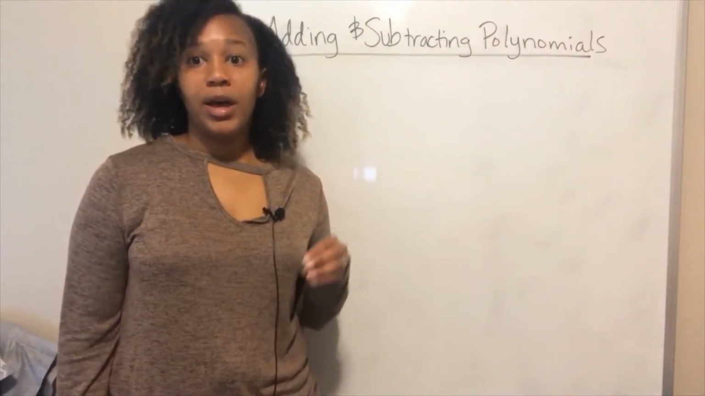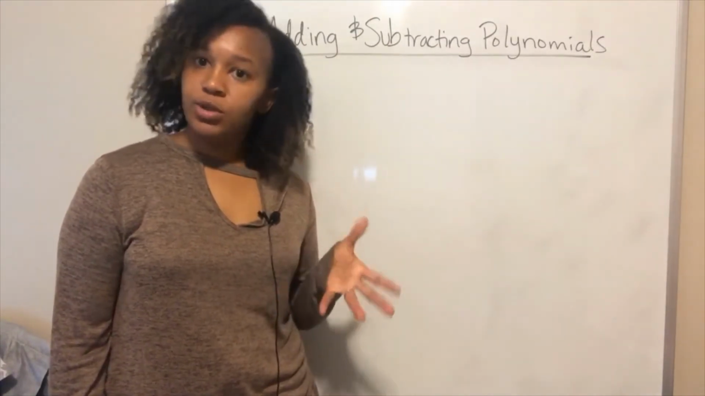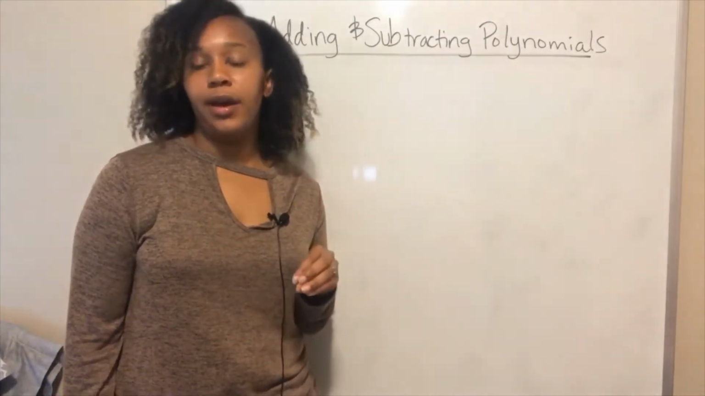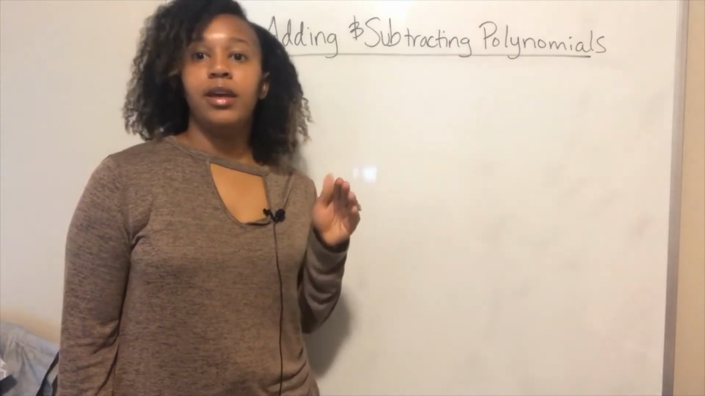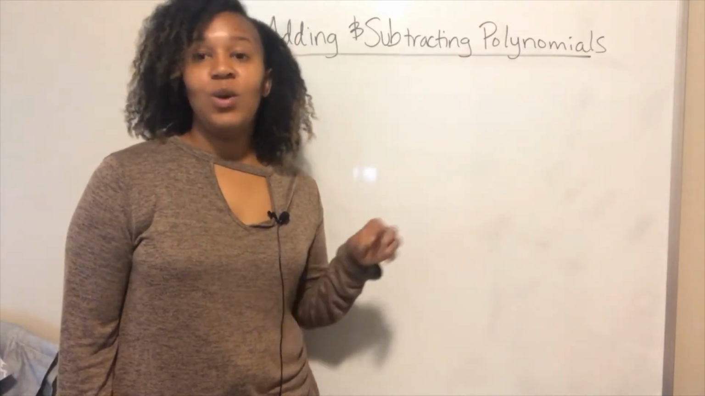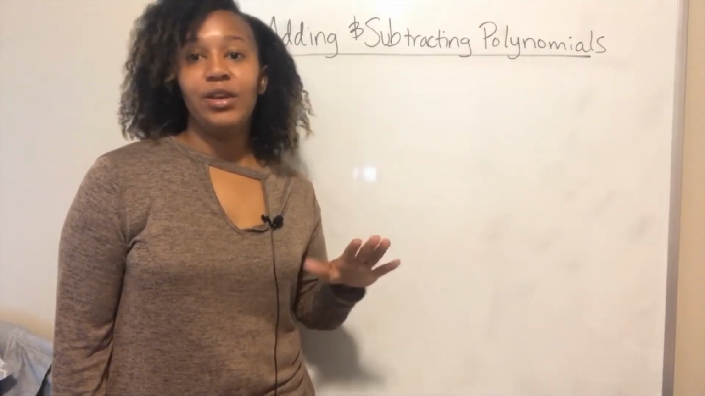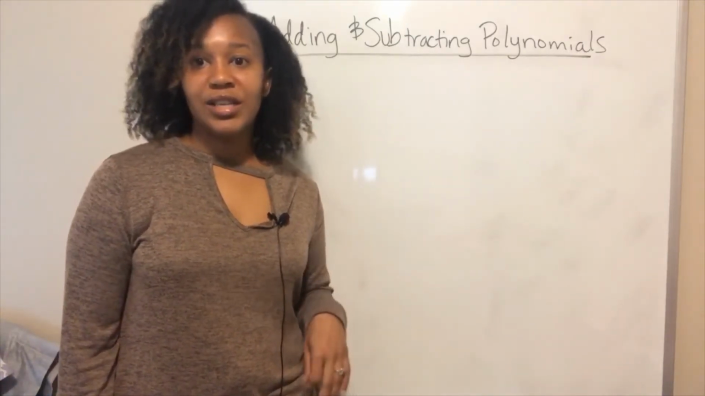So now let's talk about how to subtract polynomials. Subtracting polynomials is really similar to adding, except you have to do one thing first, and that is you have to distribute the negative. Once you distribute the negative, then you can combine like terms. So let's look at some examples.